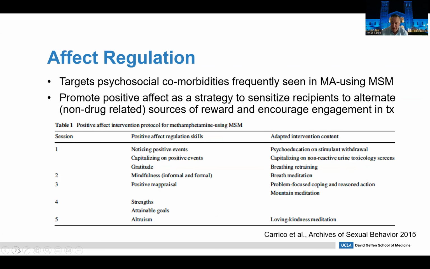Another behavioral intervention that's been used primarily by Adam Carrico is affect regulation. The goal of this is to target the psychosocial comorbidities that are often seen in meth-using MSM, with the goal of promoting positive affect as a strategy to sensitize recipients to alternative or non-drug related sources of reward and encourage engagement in therapy. So similar to contingency management, you're providing substitute pleasurable rewards that will substitute for meth use, ideally, and give people an alternative to drug use to get the positive feelings that they want.